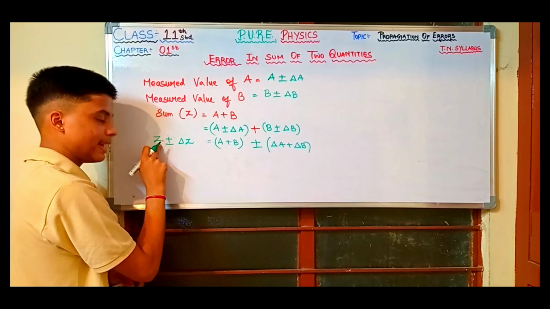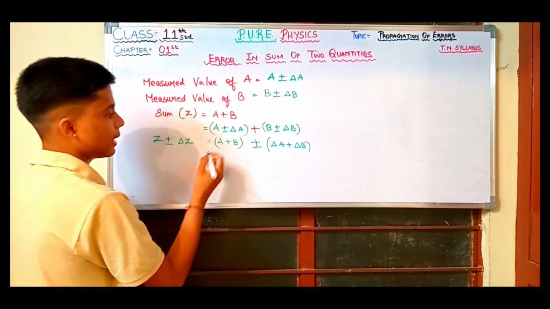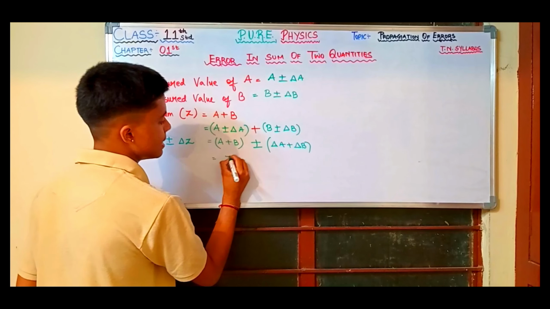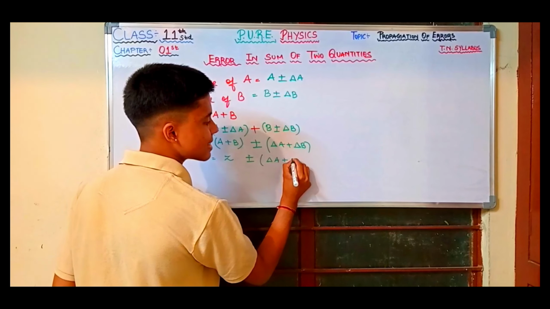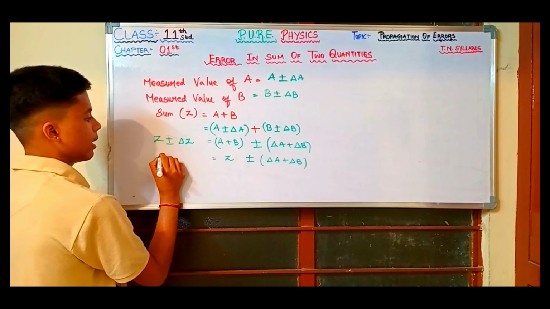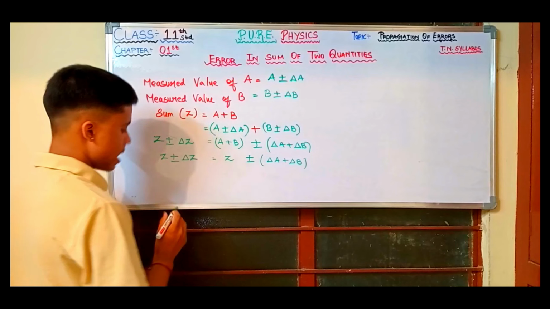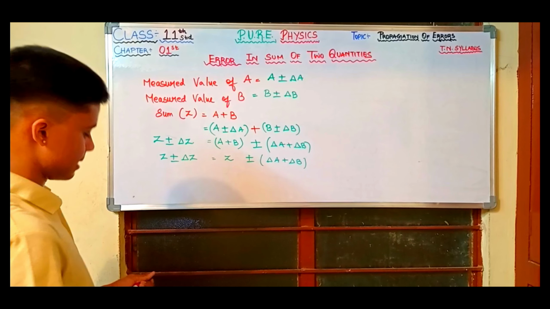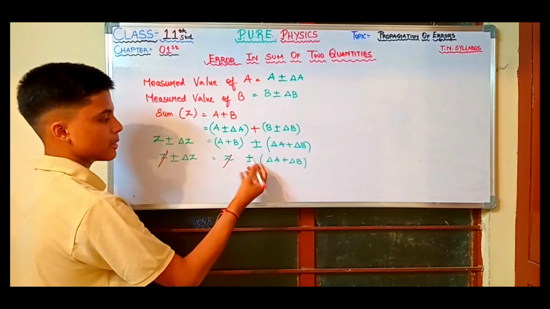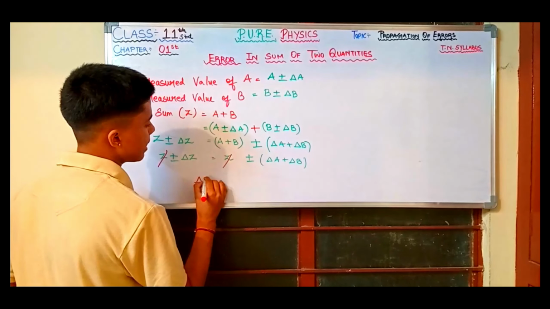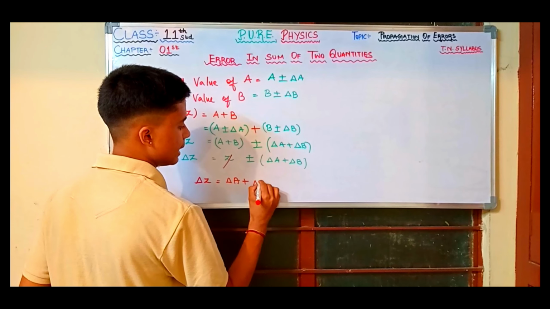That is, it contains the final value as well as the error in that final value, which is nothing but, in the place of A plus B, I'm going to substitute Z, and plus or minus this delta A plus delta B will remain as it is. I'll write this the same, Z plus or minus delta Z is equal to this. Now I'm going to cancel Z and Z. If I cancel Z and Z, this plus or minus will vanish, and I will get delta Z is equal to delta A plus delta B.